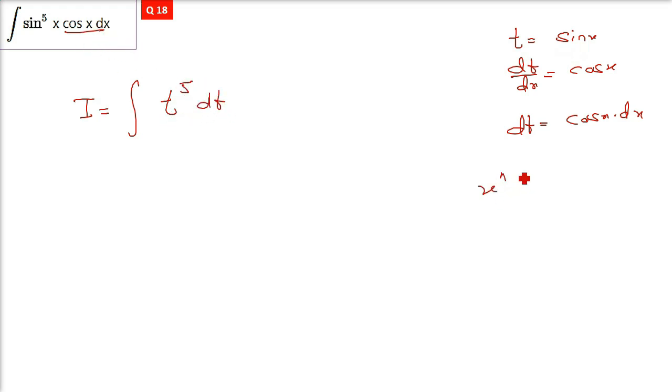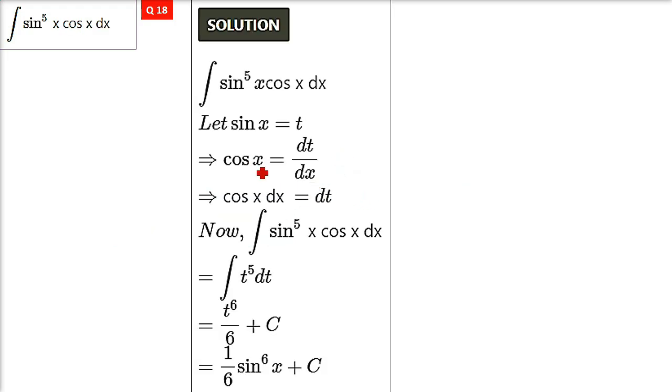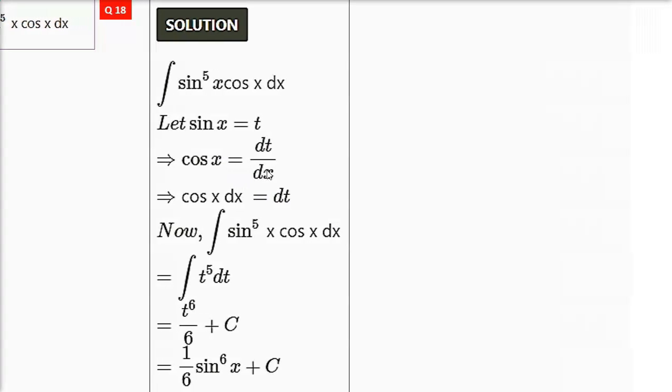Now when you integrate x raised to n dx, it will be x raised to n plus 1 divided by n plus 1, with the integration sign removed. So we get t raised to 6 by 6, along with the constant of integration. t will be replaced by sin x now. It will be sin x to the power 6, times 1 by 6, plus the constant of integration. This is your final result, and this is how you are going to write it.